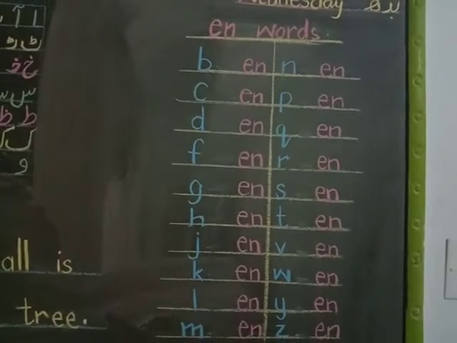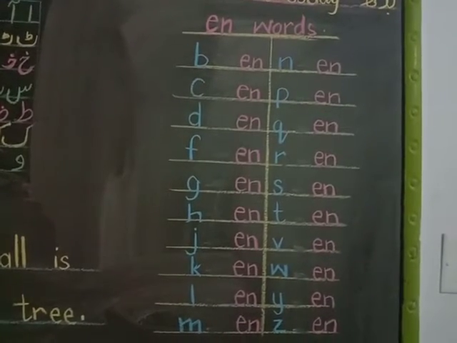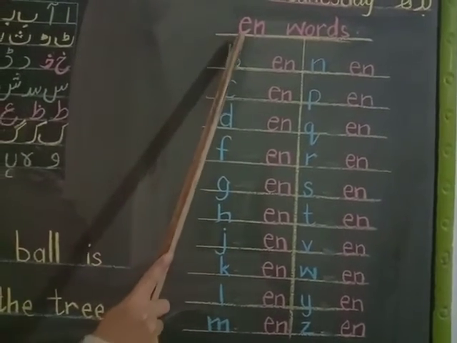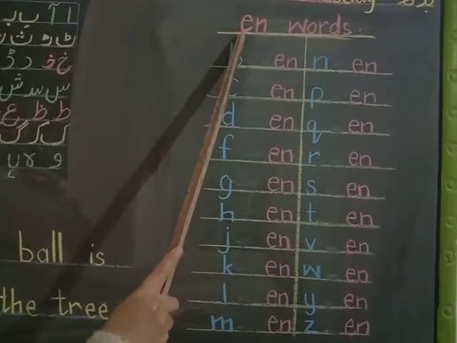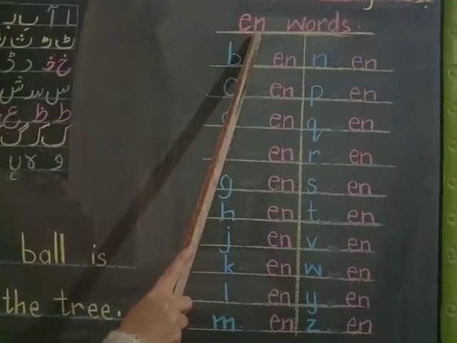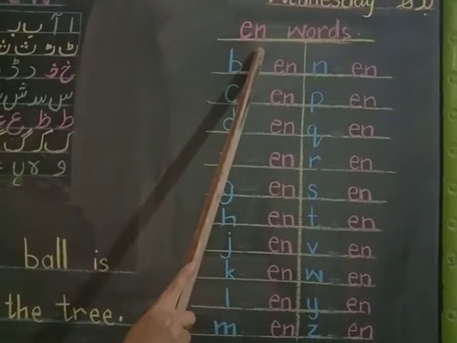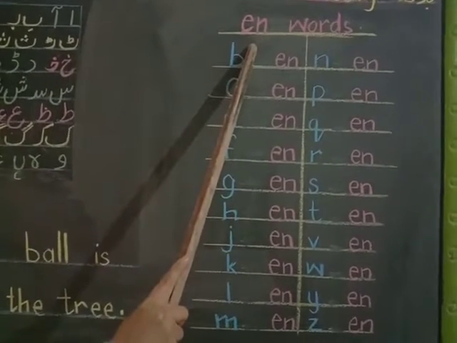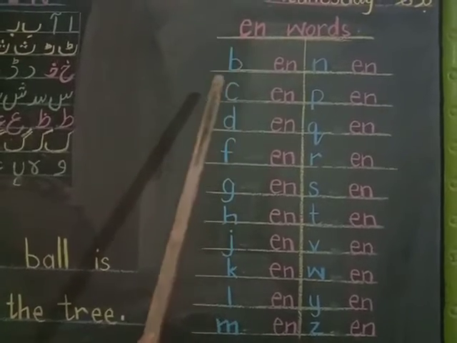Okay, dear students, today we will read N words. The sound of E is A and the sound of N is N. जब इनकी फ्रेंडशिप हो जाती है तो ये बन जाते हैं N words.